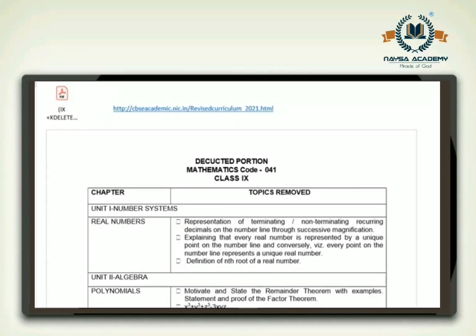Namaste everyone. Today is 7th of July and there is a very important circular regarding change in portion for 9th and 12th for the academic year 2020-21. Now here we are going to see the change in portion for mathematics for standard 9 first.